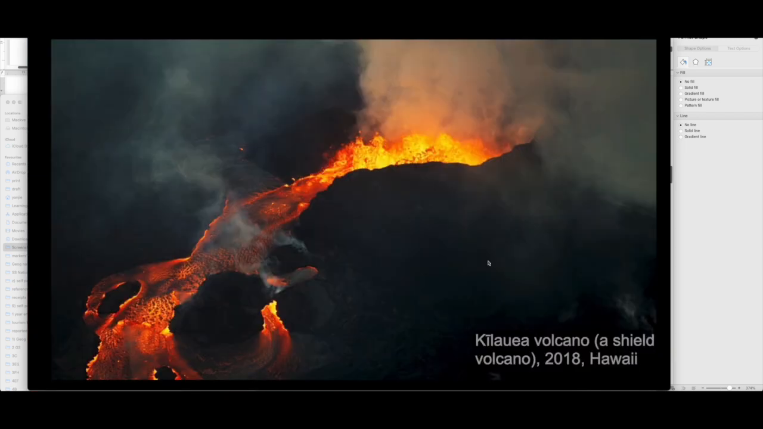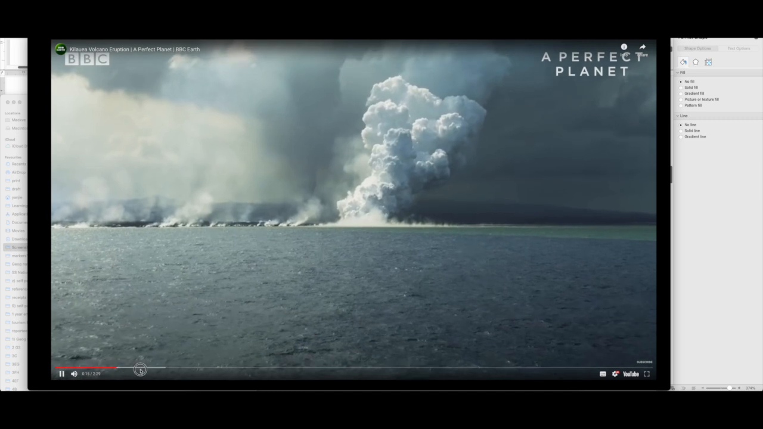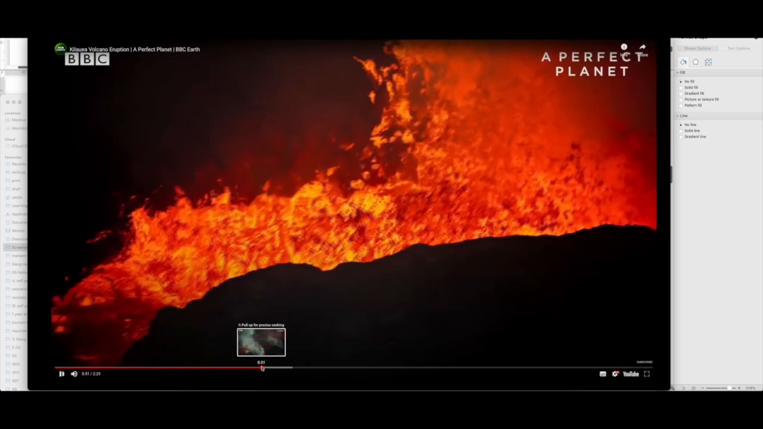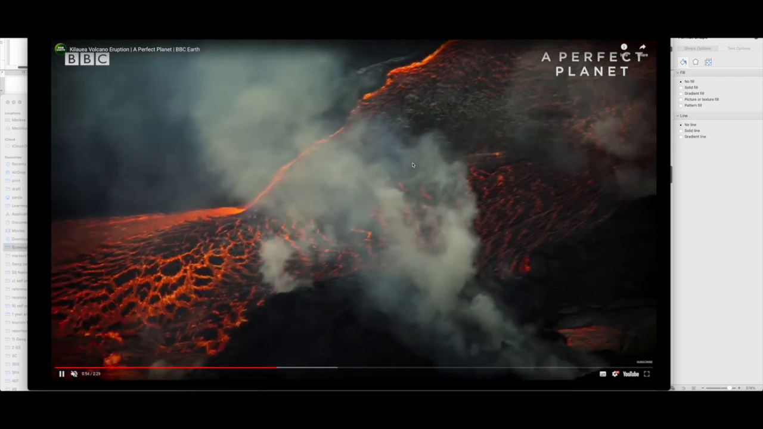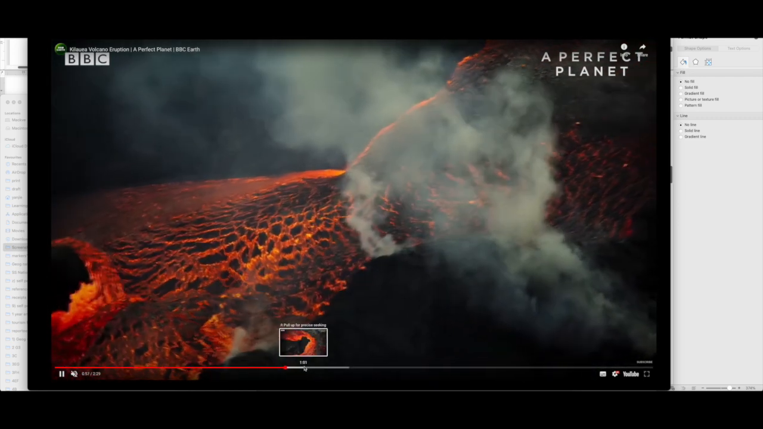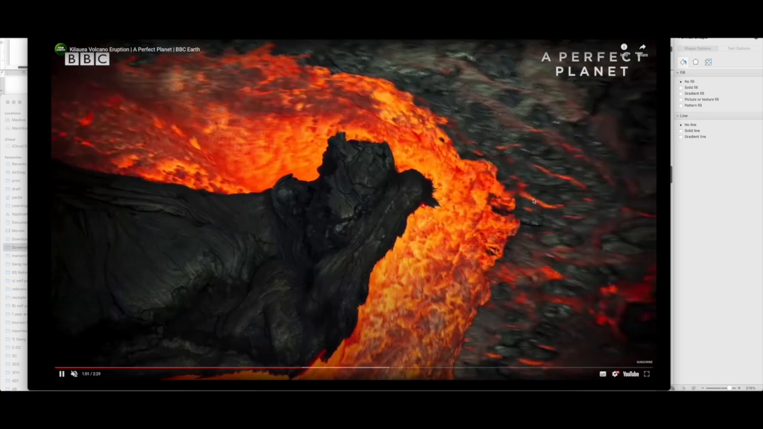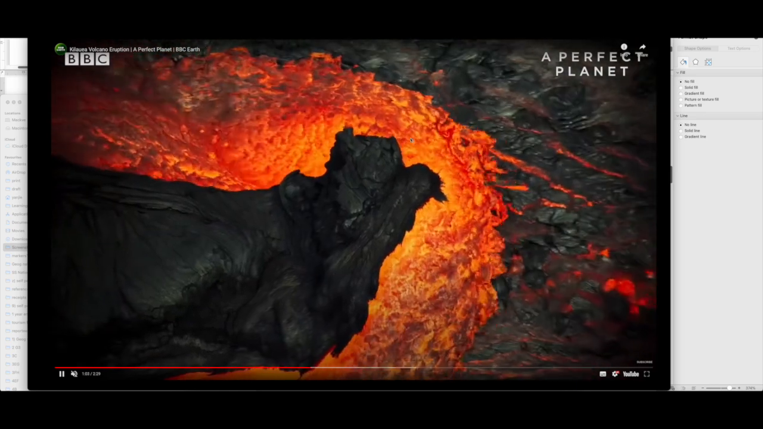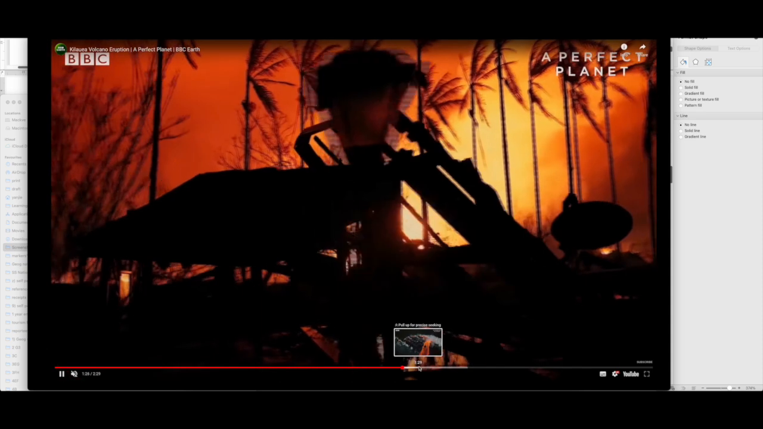Let's take a look at lava flow. This is lava flow at Kilauea volcano in Hawaii. You can see that it's flowing, flowing very quickly. This is a low viscosity magma, low in silica, like your honey, so it can flow. You can see that it flows very fast and very far.